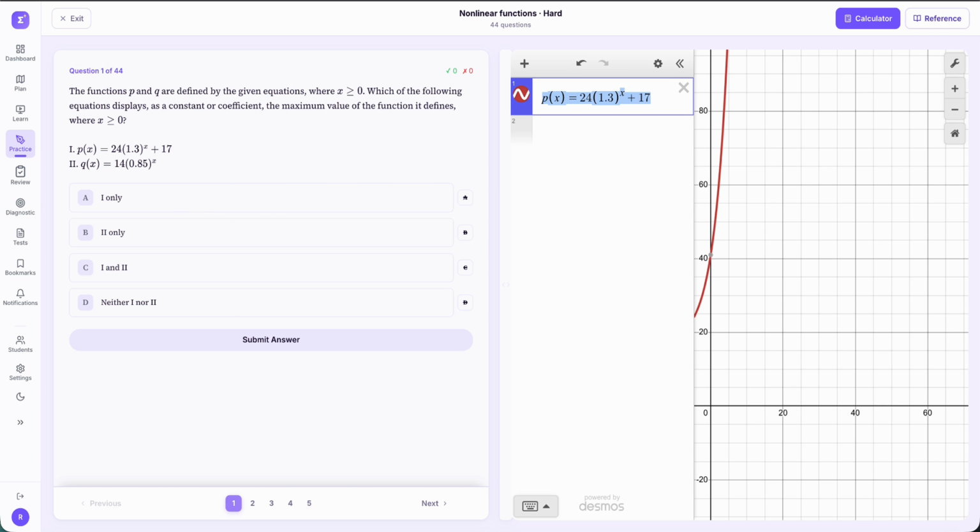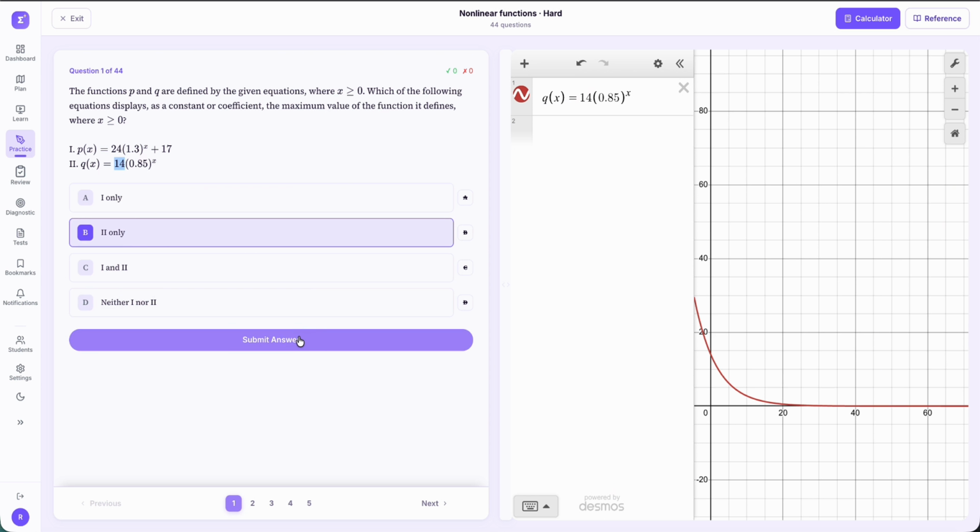Then we go to q of x. q of x equals 14 times 0.85 to the x. This one, you see, we're looking again from the y-axis onwards, that's x greater than or equal to 0. That would be the maximum value, because that's the highest point. And so our maximum value is 14. And the question is basically just saying, does this equation show 14 as a constant or coefficient? Yeah, it's the leading coefficient here. So we want 2 only.